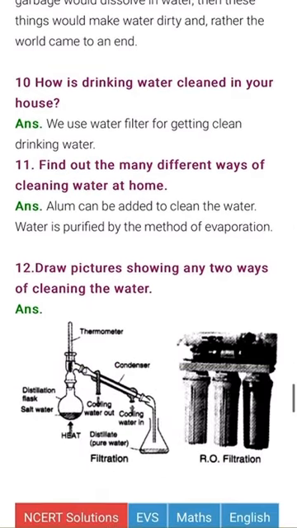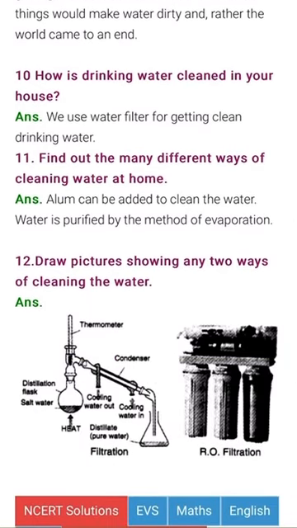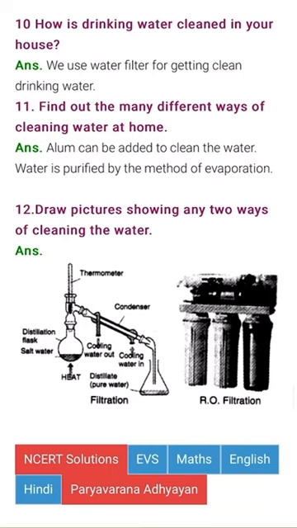10. How is drinking water cleaned in your house? Ans. We use water filter for getting clean drinking water. 11. Find out the many different ways of cleaning water at home. Ans. Alum can be added to clean the water. Water is purified by the method of evaporation. 12. Draw pictures showing any two ways of cleaning the water. Ans.